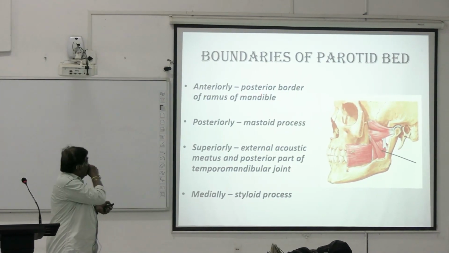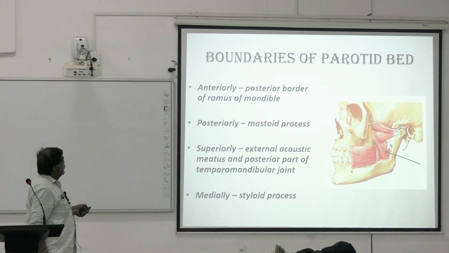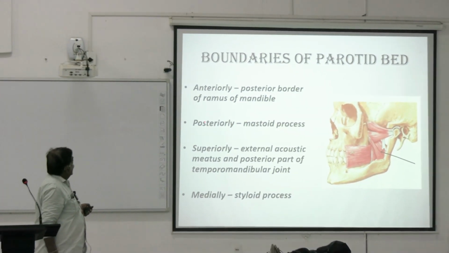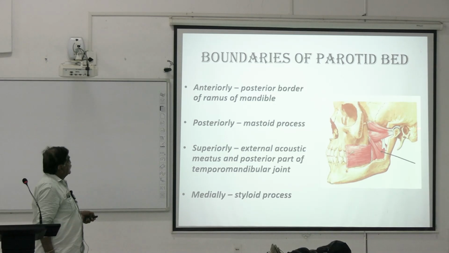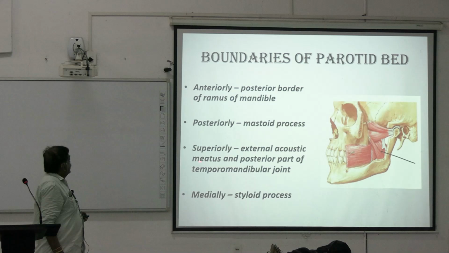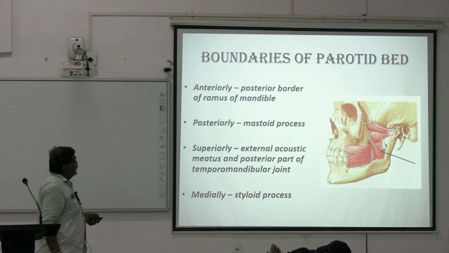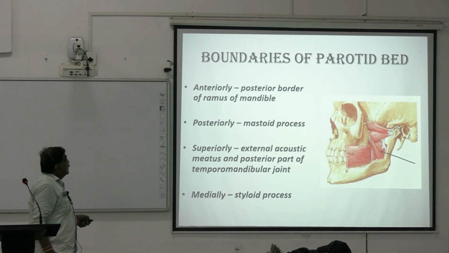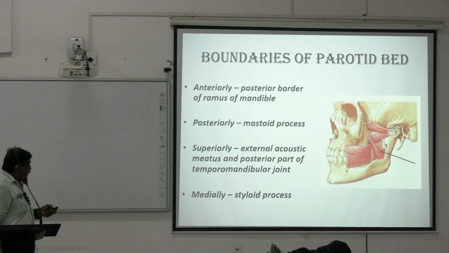Now, anteriorly, the posterior border of the ramus of the mandible, and posteriorly the mastoid process. This is the mastoid process, and superiorly the external acoustic meatus over here. This is superiorly the external acoustic meatus and the posterior part of the temporomandibular joint. This is the temporomandibular joint. Now, and medially the styloid process. Now, this whole zone is the boundaries of the parotid bed.